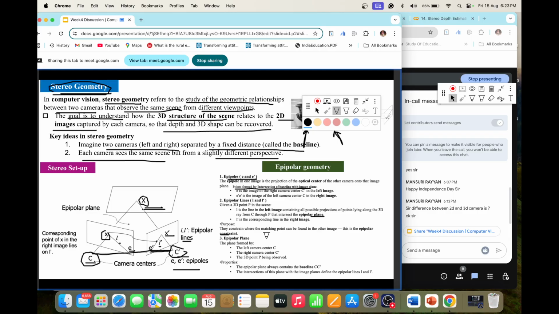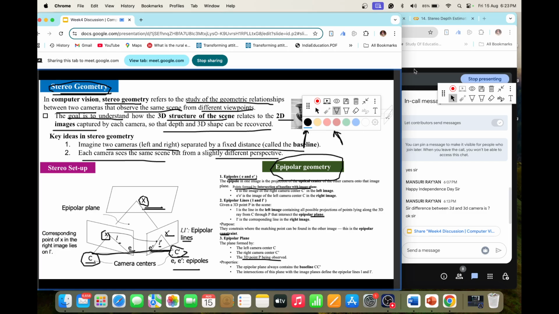Now the epipolar plane, which I have already told you about, is a plane connecting the 3D point, that is the real space point capital X, the left camera center C, and the right camera center C dash. And the baseline is the line connecting C and C dash. So this is the thing regarding epipoles, epipolar lines and the epipolar plane. That is known as epipolar geometry.